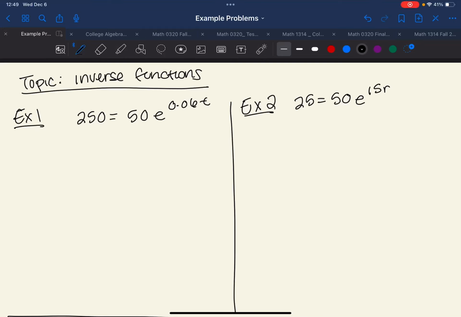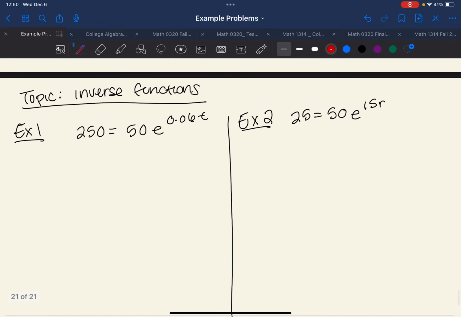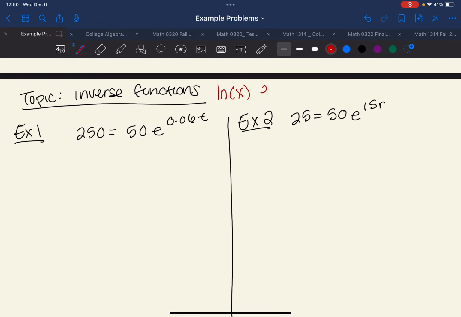In these examples, we are looking at the topic inverse functions, specifically natural log of x and e to the x. Let me write that here. Natural log of x and e to the x.